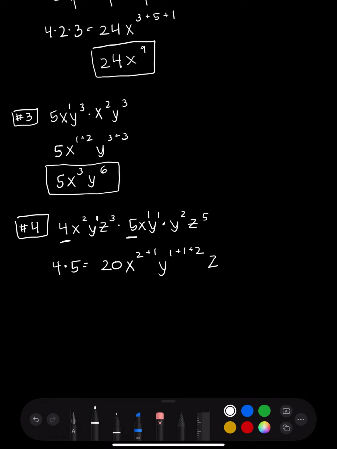And then for the last portion, we have z's. For the first chunk, we have z to the third. The second chunk doesn't have any z's, so we don't have to write anything. And then the third chunk has z to the fifth, so I'm going to say plus 5 right here.